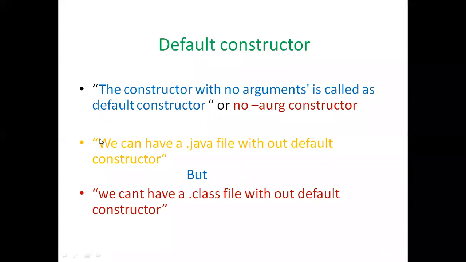Very, very important point. This point will be asked in many interviews. Let us see this point. We can have a .java file without a default constructor, but we cannot have a .class file without a default constructor. Not default. We can strike off this one and study the point again. We can have a .java file without a constructor, but we cannot have a .class file without a constructor.